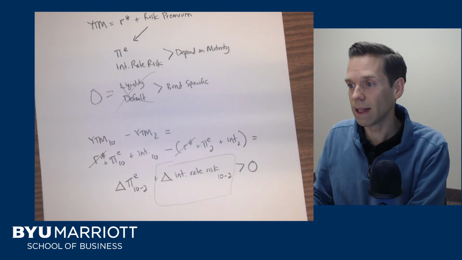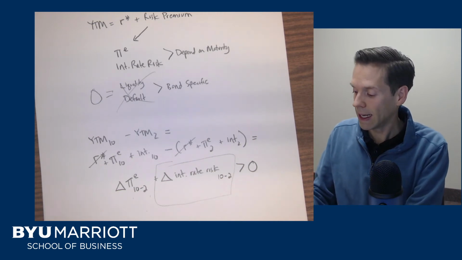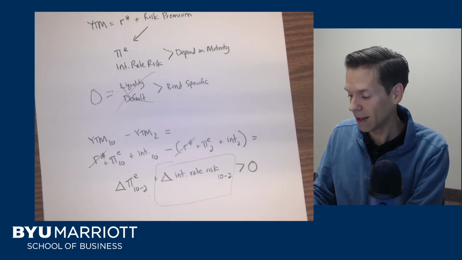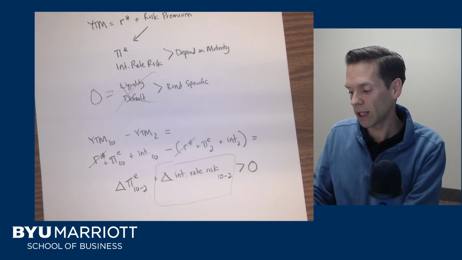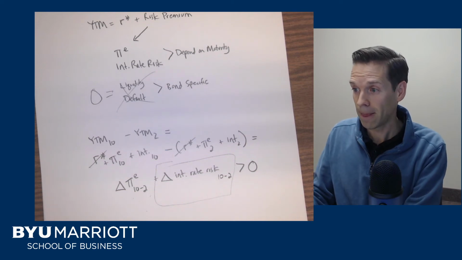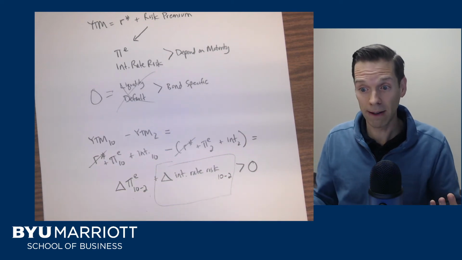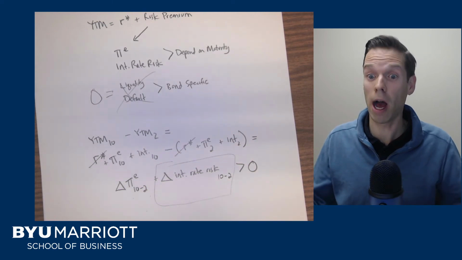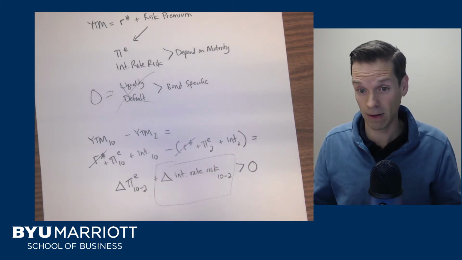If the interest rate risk difference between 10 years and 2 years is negative, that means there's more interest rate risk over the 2-year period than over the 10-year period. Again, what's the risk to a bond investor? The risk is that interest rates go up, driving bond prices down.